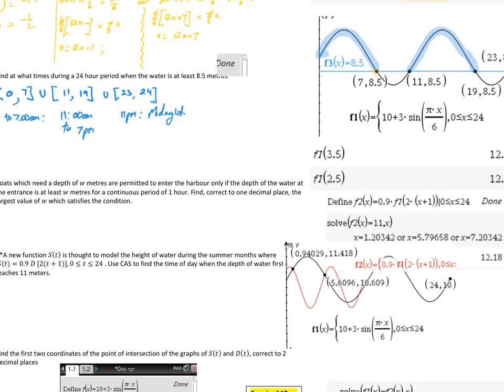So even if we just come down to my little graph here, there's my maximum there. Now I need the water to be that depth or more for an hour: half an hour back, half an hour forward. So if I go forward 30 minutes and back 30 minutes, whatever that height is there, the water will be at least that deep for an hour.